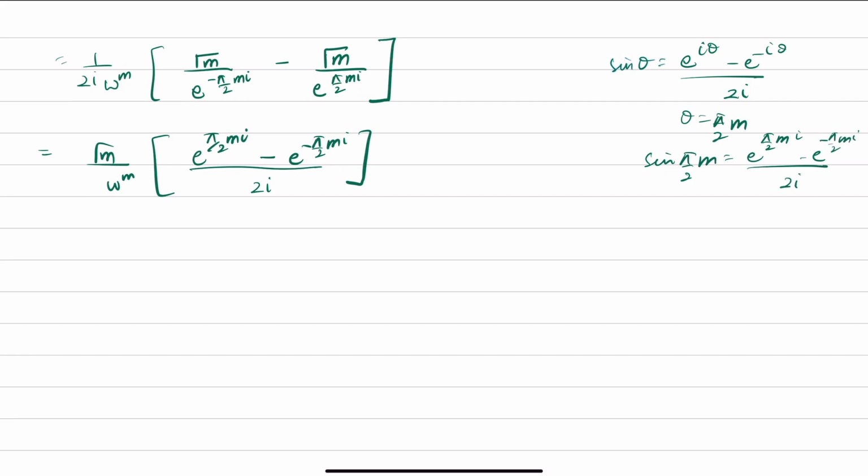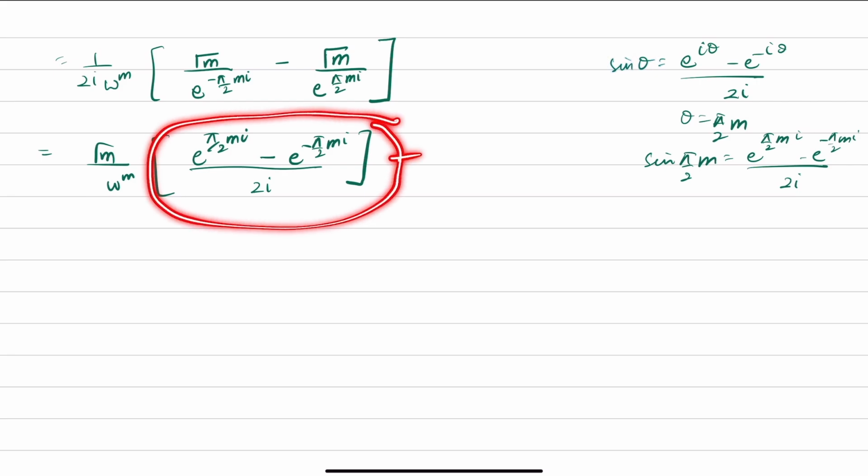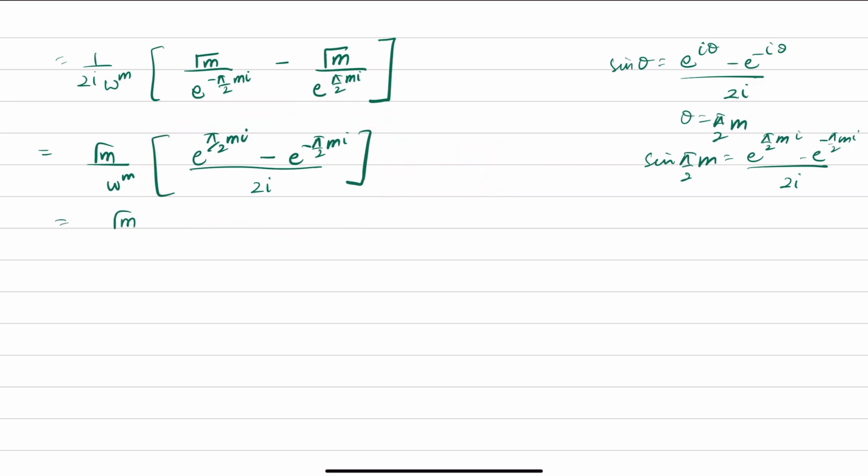So let us substitute this whole thing as sin(πm/2). Okay? Γ(m) divided by ω^m into sin(πm/2). That's it. This is the Fourier sine transform of our function. Alright, let's go to a new page and let's solve the cosine transform. Exact same way. The formula for cosine transform is the integral from 0 to infinity of f(t) cos ωt dt.